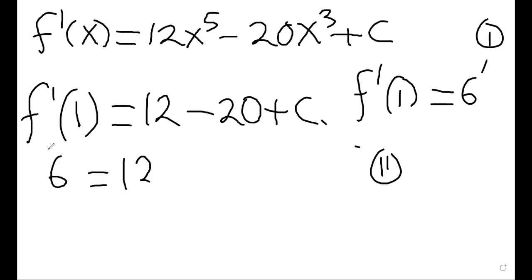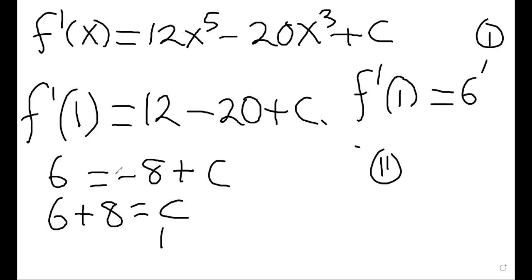Okay, we can simplify this part, guys. 12 minus 20 is just -8. This is -8 plus c. So now you collect like terms. You say 6 plus 8 is equal to c. So we have 14 equals c. So we have found the numerical value of c. We have found the actual value of c, to say c is equal to 14.